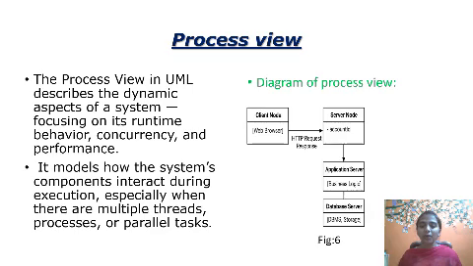Going to the overview of process view, the process view in UML is used to capture the runtime behavior of a system, particularly how it behaves under concurrent operation. This includes how multiple threads or processes work together, how communication flows between the components, and how data is managed throughout the system.